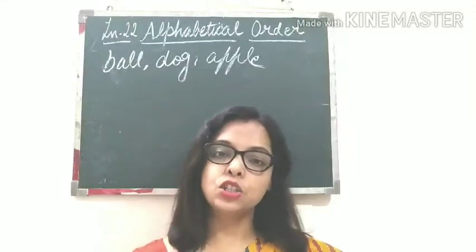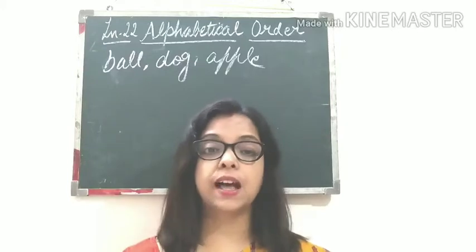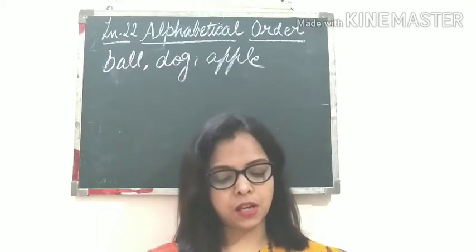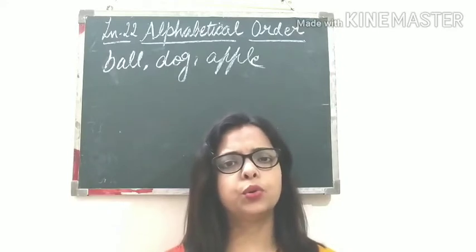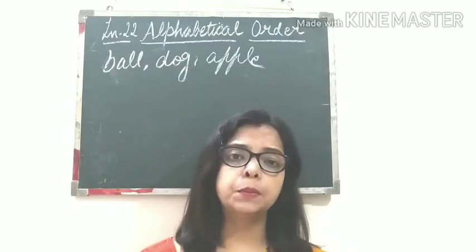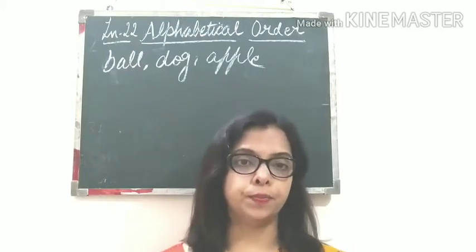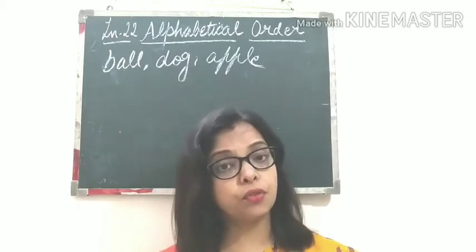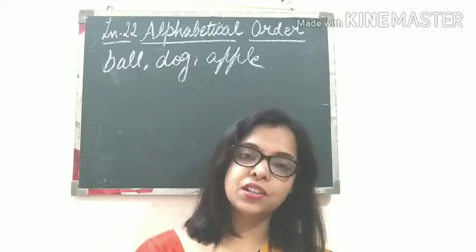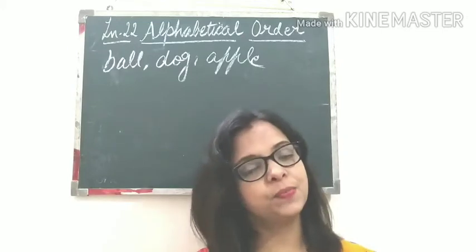Hello children, today we will see the 22nd chapter of your book, that is alphabetical order. So we will do the exercise, but before we do the exercise I want to explain a little bit how we write the words in alphabetical order. And then if you know how to write, it is easy for you to find the words in a dictionary also. So let's see how we write the words in alphabetical order.